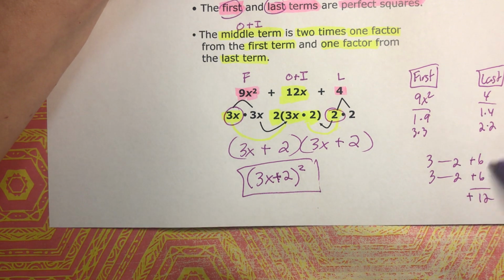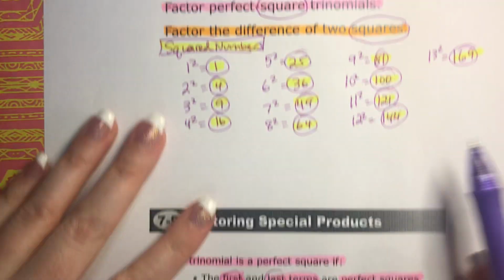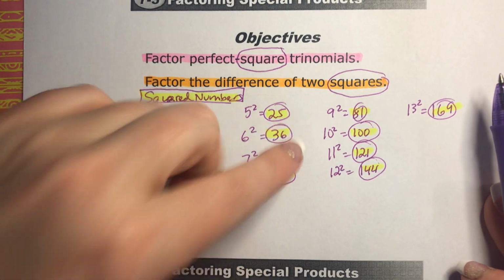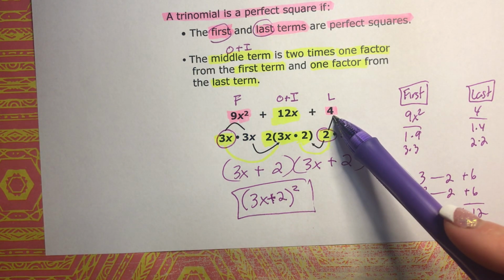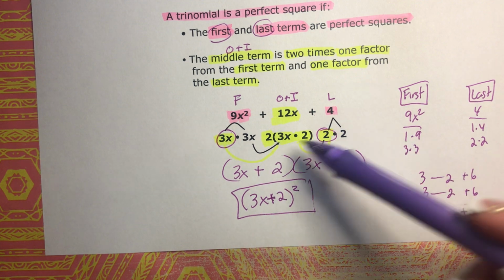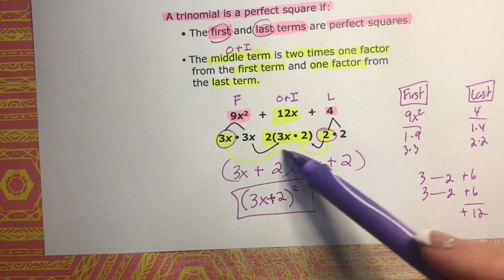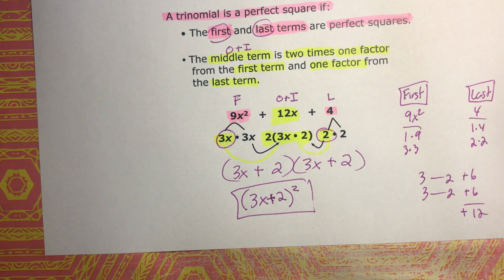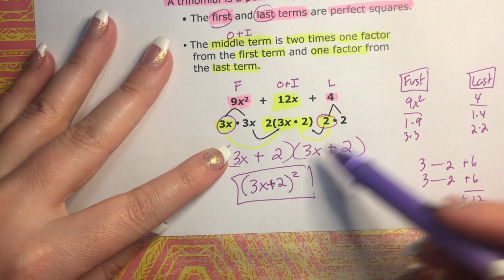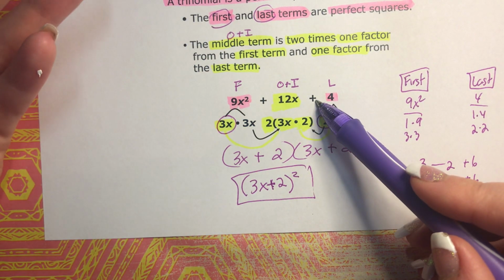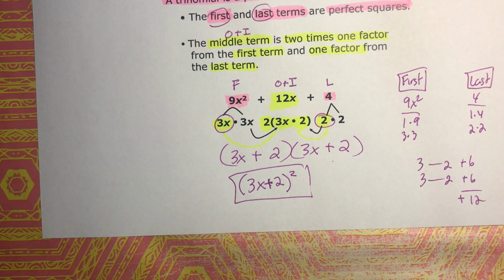So you could do it this way if you don't see it, but you really want to have these squared numbers memorized, because then if you see 9, you're like, oh, that's a squared number. Oh, look at 4. Oh, that's a squared number. Okay, if I take one of these and then multiply it by 2, do I get this number inside? So 3x times 2 is 6x times 2 is 12x. So boom, perfect square trinomial, cool. I stick the 3x there, I stick the 2 there. Both the signs have to be positive or both have to be negative. This is positive, so both the signs are positive, boom.